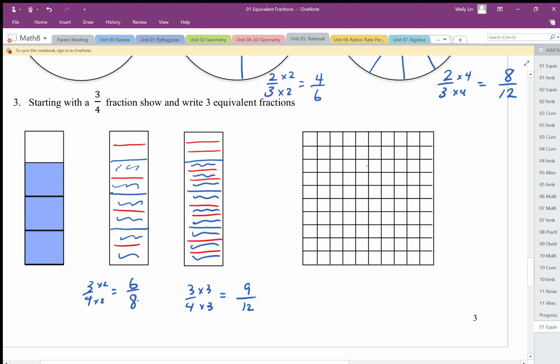I can do this in a 100 grid. Really, I can just draw up this into 4 parts. I know that 3 parts are shaded, and each one of those parts represents 25. So I know I have 3 groups of 25 out of 4 groups of 25, which is 100. So this is an equivalent fraction. So 75%, or 75 out of 100, represents an equivalent fraction to 3/4.